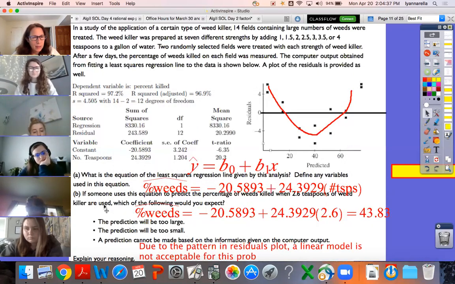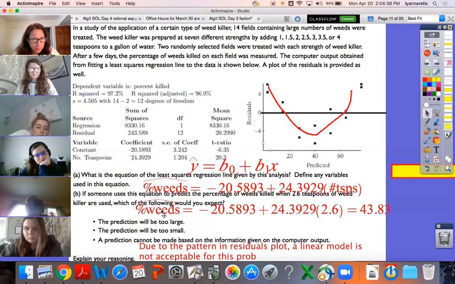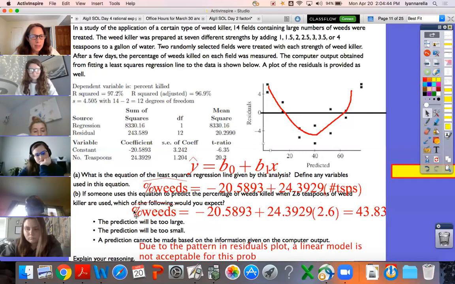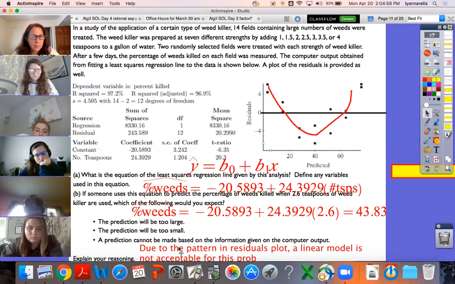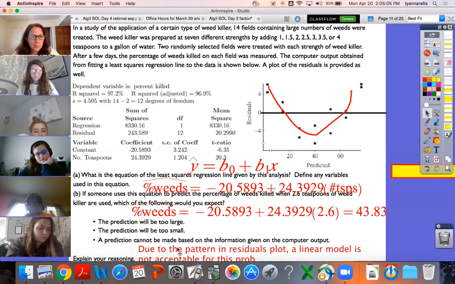And then this question is, would you expect that your prediction in this equation up here is going to be too big, too small, or shouldn't even be made? Should it be made since it's a... Go ahead, Jake.